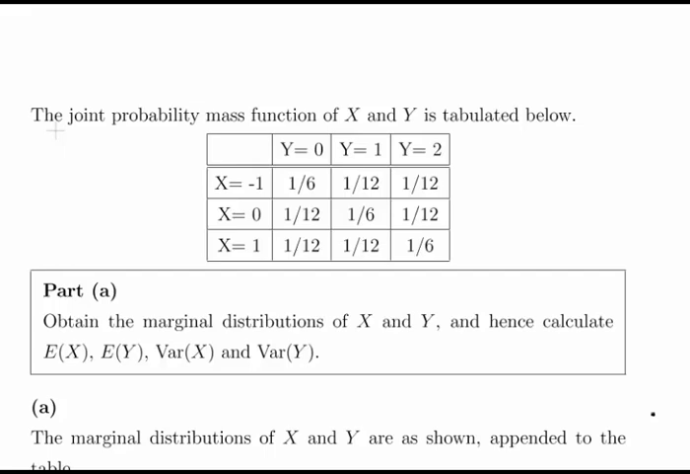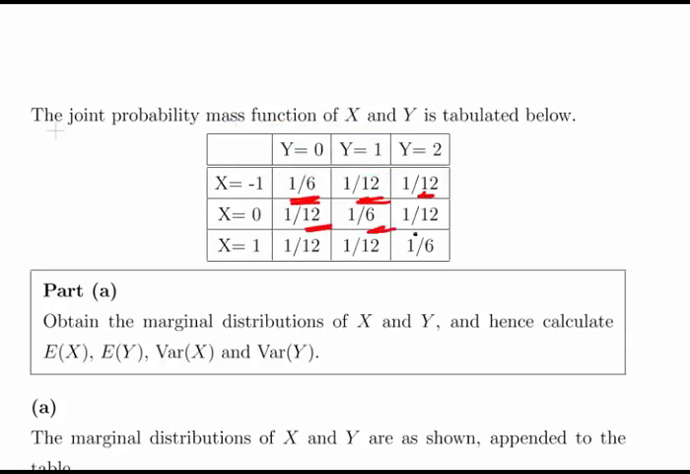Okay, in this presentation we're going to look at joint discrete random variables. So we have the joint probability mass function of x and y given in the table below. We have a discrete random variable x, which has three possible values: -1, 0, and 1. Likewise we have y, which can take the values 0, 1, and 2. Here we have all of the joint probabilities.